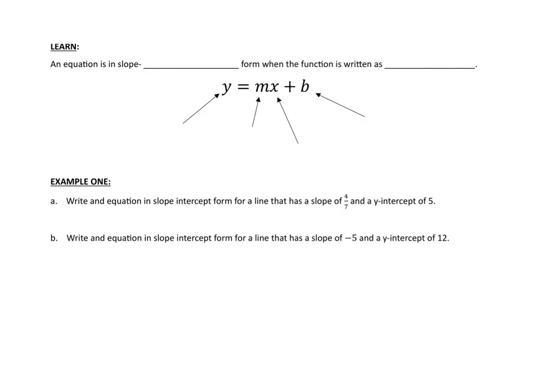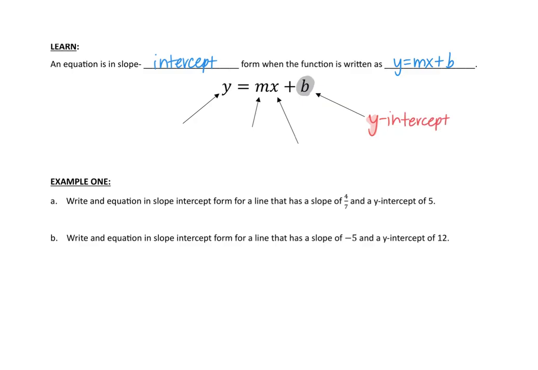So again, this should be review. An equation is in slope-intercept form when the function is written as y equals mx plus b. So this is called slope-intercept form. And again, you learned this last year. A couple different things that we are going to identify. The first thing is this b in the back. You guys should know that that stands for the y-intercept. So that is my y-intercept.